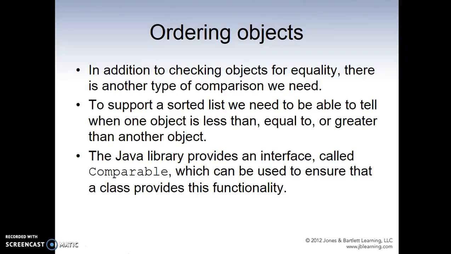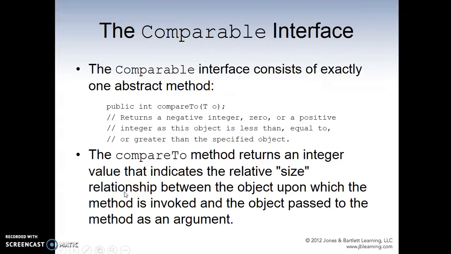Ordering objects. Besides checking objects for equality, another type of comparison we need to support sorted lists is that we need to be able to tell when one object is less than, equal to, or greater than another object. So we need to implement the Comparable interface in the class. For example, if the circle needs to compare for less than, greater than, or equals, then the circle class has to implement the Comparable interface.